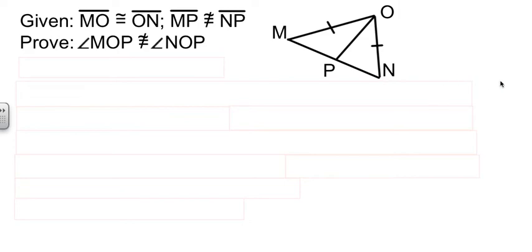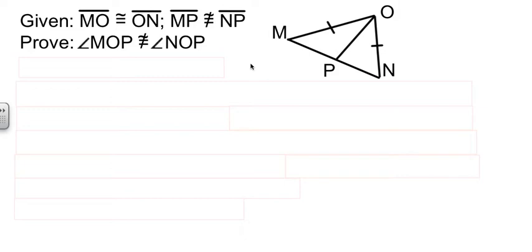Let's apply this same idea to a geometry one and see where we go from there. So we're given some information. We're given that MO is congruent to ON. And we're also told that MP is not congruent to NP. Okay, that's what that symbol is. With the slash through it means it's not. And we're trying to prove that then angle MOP is not congruent to angle NOP.